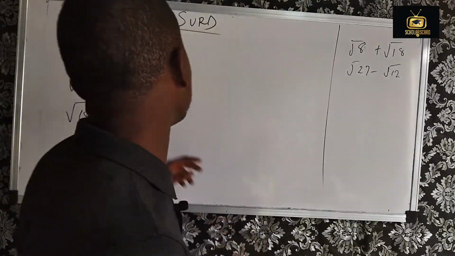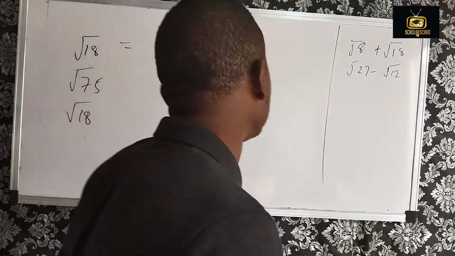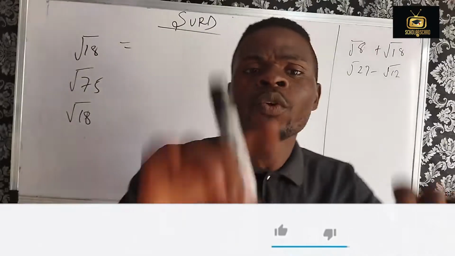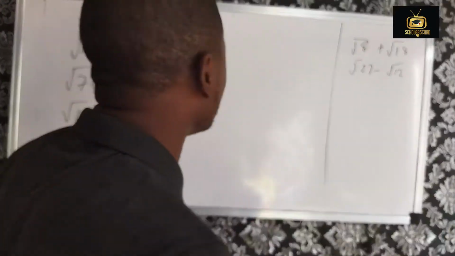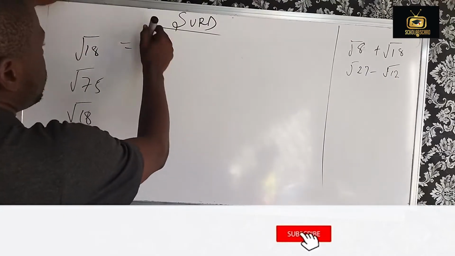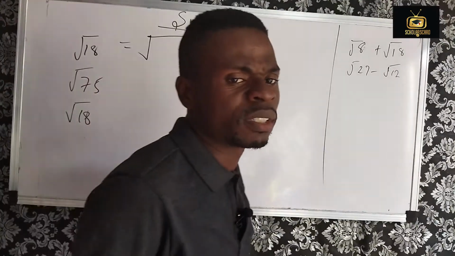Now, we have a surd here. This is root 18. Now, like I said, we are going to express it in two numbers. So what are the two numbers? One will be a perfect square, and the other will be an ordinary number. So what are the two numbers that can give us 18?